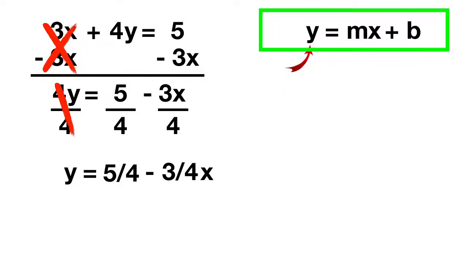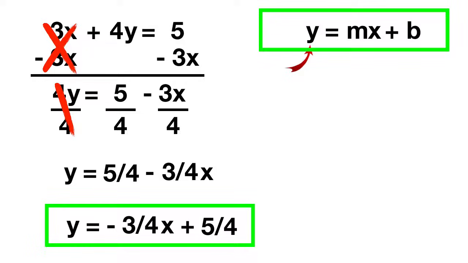How can I write this equation in slope-intercept form? Well, I'll start with my y equals, but then I need to put the term with my x, my negative 3/4 x first, so I'll write negative 3/4 x. The next thing is to put in the 5/4, so I'll write plus 5/4. This is how you write this equation in slope-intercept form.